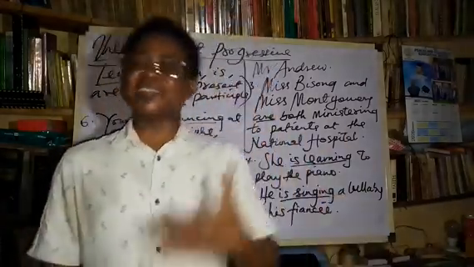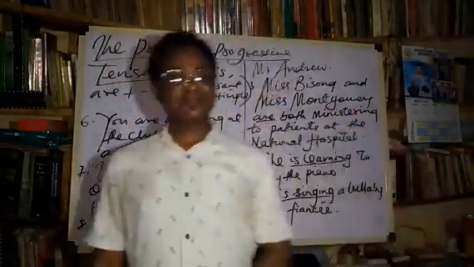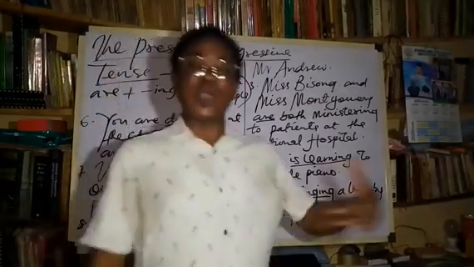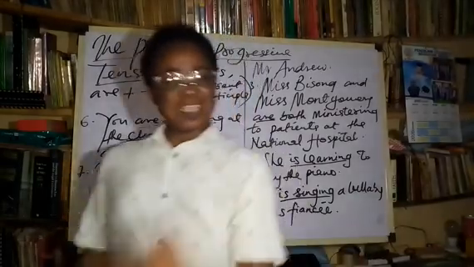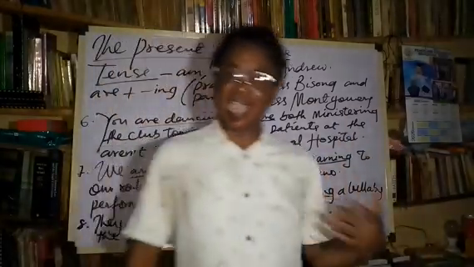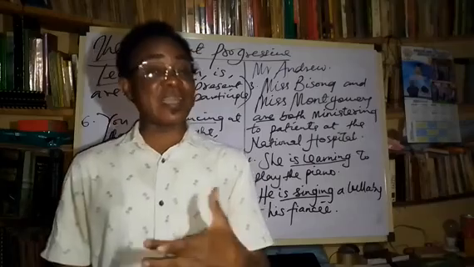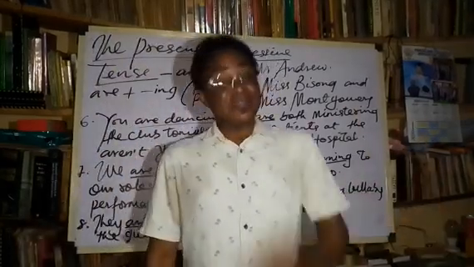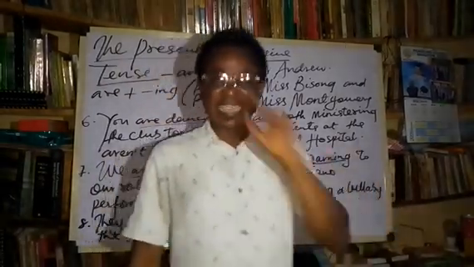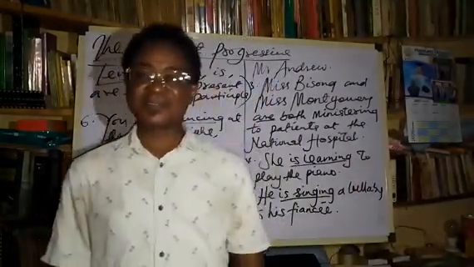When the subject of the sentence is singular, we say first person, I am, and second person, you are. First person plural, we are. That is first person singular, I am, plural, we are. Second person, singular and plural, you are. Then third person, he is, she is, it is. Plural, they are.